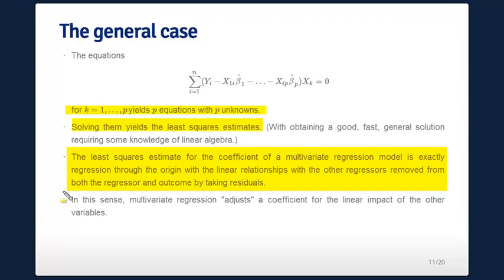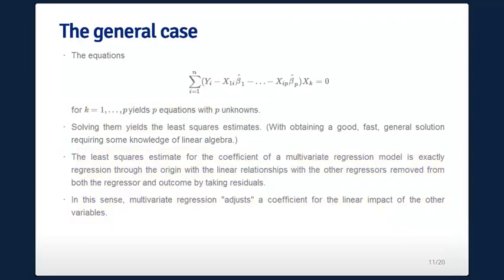So what that means is, in this sense, multivariate regression adjusts a coefficient for the linear impact of all the other variables. We've removed the other variables from both the regressor and the response. Which also tells us that we'll see there's a special case if there is no relationship between a regressor and the confounder that we're trying to remove.